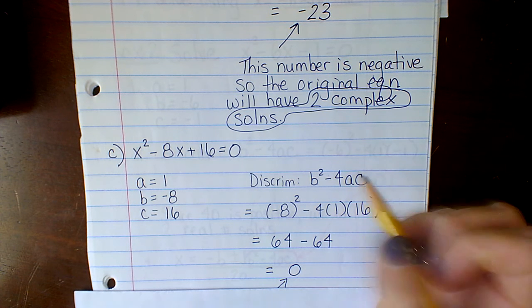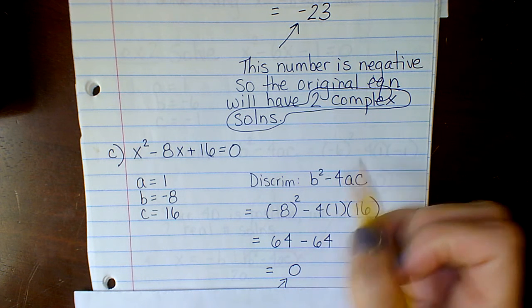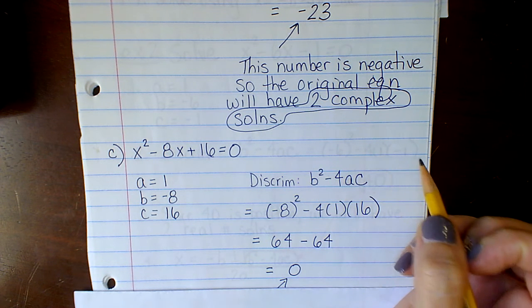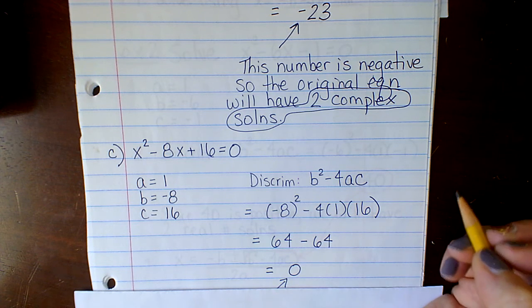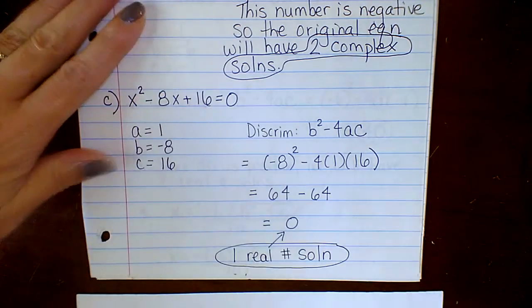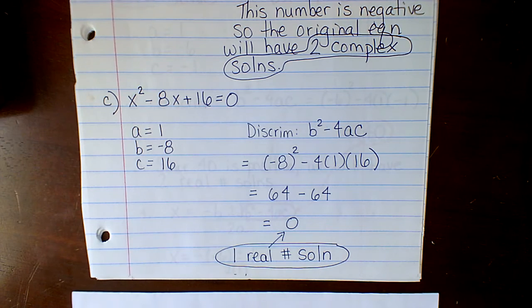So what that means is we're going to have -b plus or minus the square root of 0. That means you're going to add 0 and then subtract 0. That's going to give you the same answer twice. So we're just going to get one real number solution out of that.